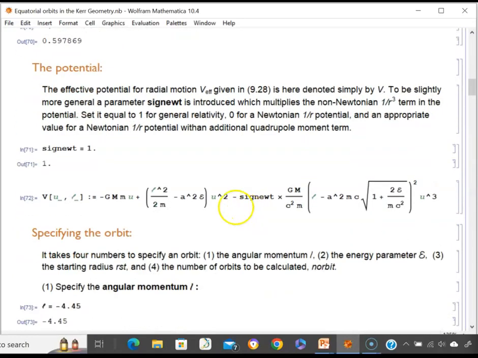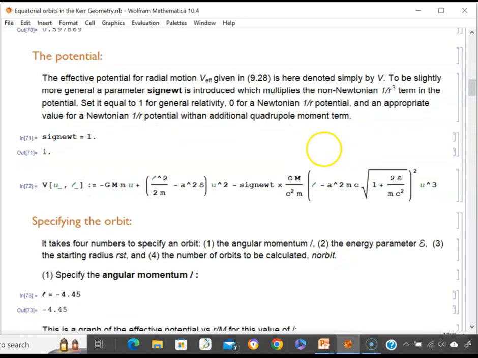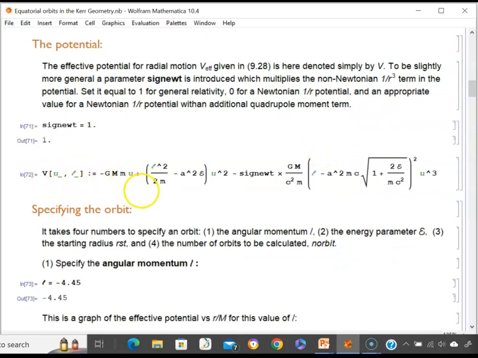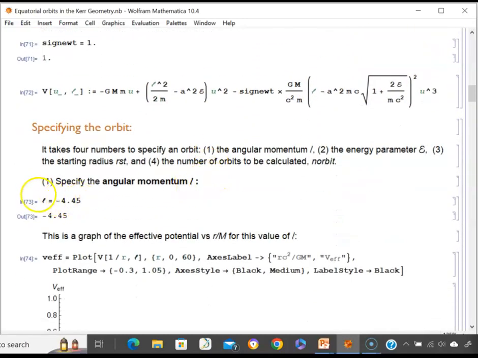Okay, you set the potential. Now this can be applied in Newtonian and non-Newtonian cases, just a question of what you choose the sign to be. Set it equal to 1 for general relativity, set this to 0 for Newtonian potential, and so on. Okay, so here's the effective potential I was talking about earlier. Here's the angular momentum L.